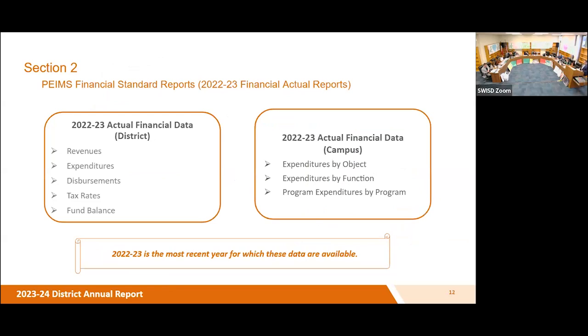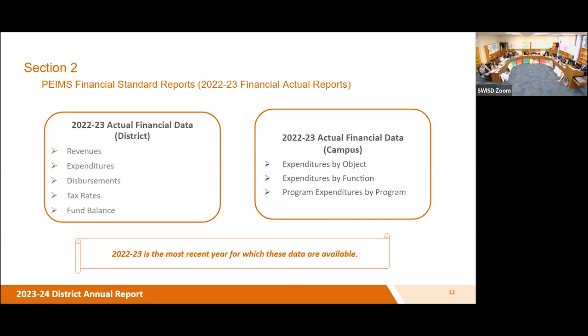Good evening, board members, Dr. Paul. On this slide, you'll find the 22-23 financial data from 2 years ago. It's part of the PEIMS TAPR report. And so for our first section, we have the revenues from 22-23. We had $143 million. And our expenditures were $149 million.